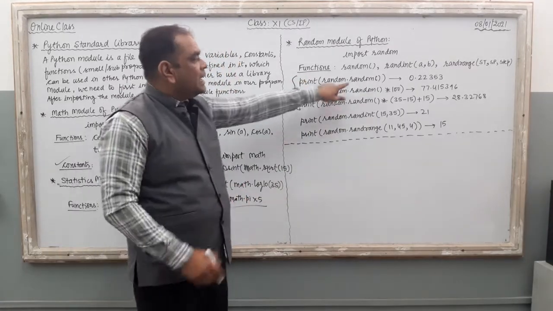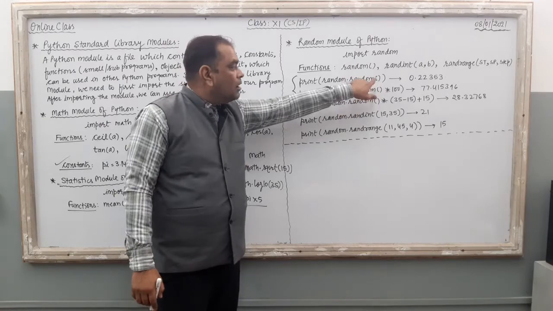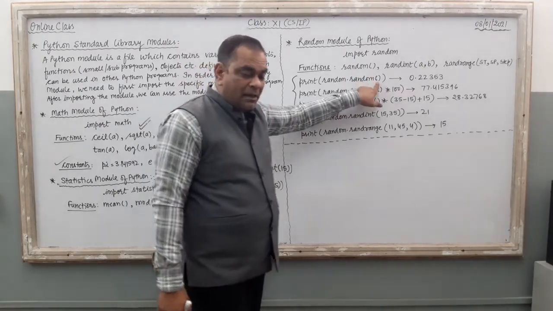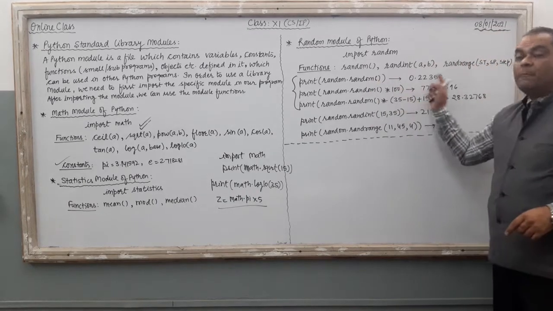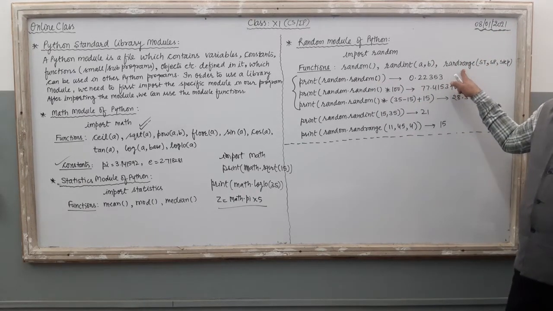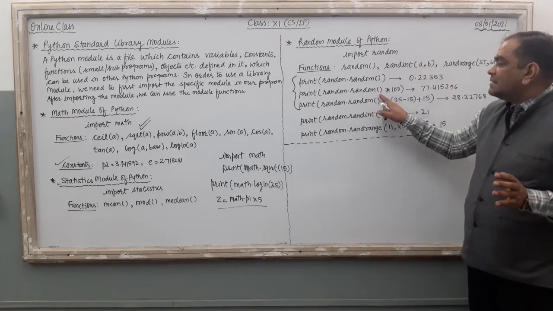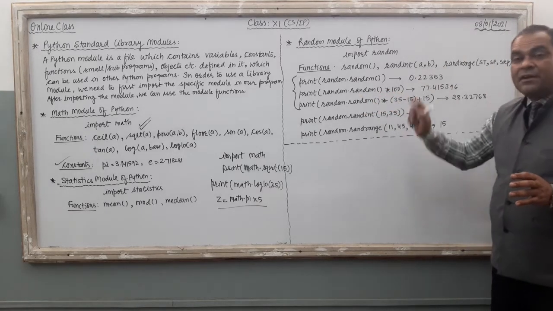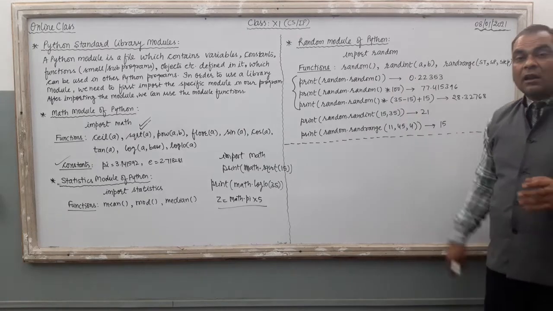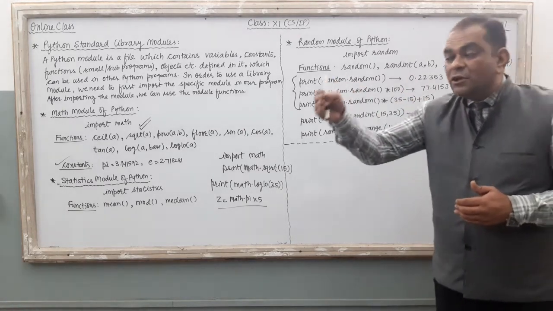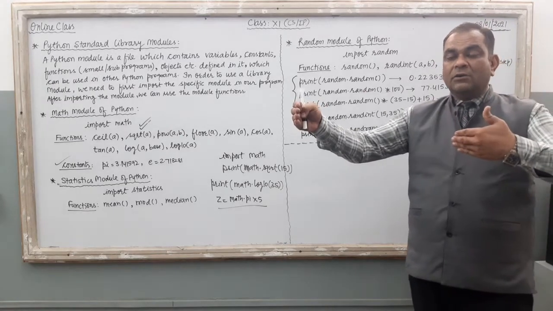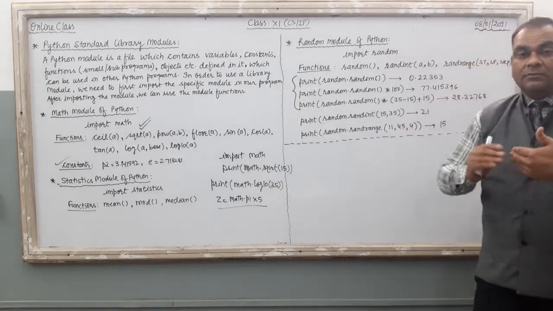Just see the first line, random. When you supply the blank bracket here, then the computer will produce the random number between 0.0 to 1.0. Now if you supply this random function with multiplication into 100, what does that mean? Now the random number will be in the range of 0.0 to 100.0. The range is increased now.